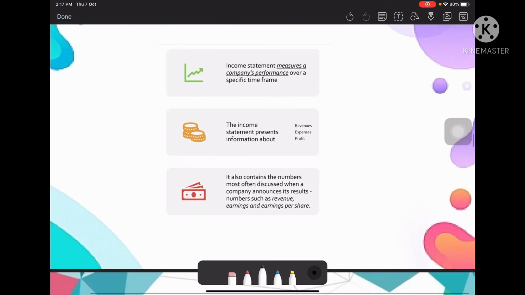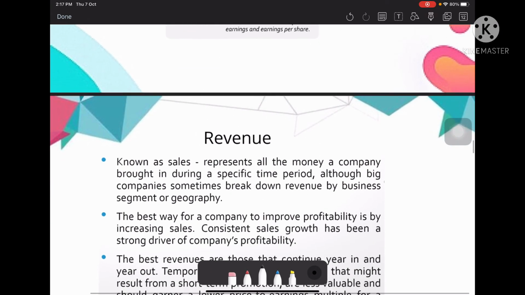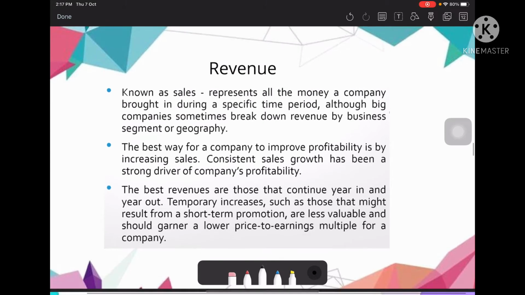This is the same slide. The revenue, also known as sales, represents all the money a company brought in during a specific time period. Although big companies sometimes break down revenue by business segment or geography. So this one, like the big company has their subsidiaries, right? Sometimes they break down the reporting into segment reporting or geography.